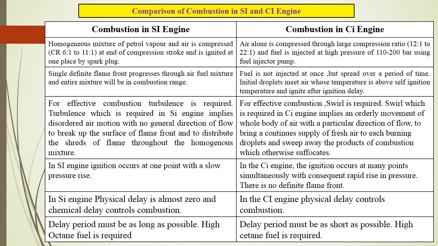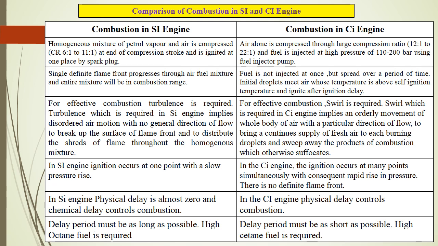It is going to supply fresh air to the fuel droplet. At the same time, it helps sweep away the products of combustion. Otherwise it will suffocate, which means it will stop the combustion. So in this way, in SI engine, turbulence is effective. In CI engine, swirl is effective for effective combustion.